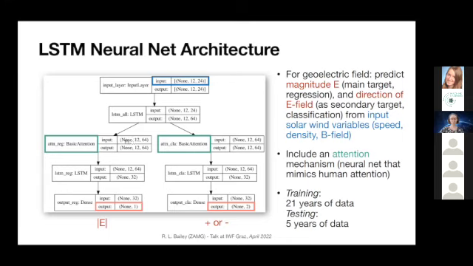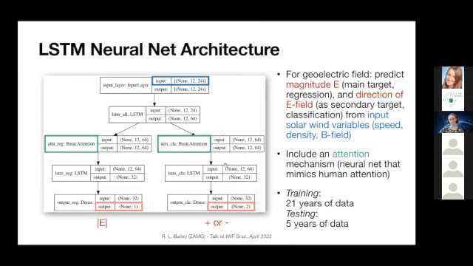So in each of those, it goes through an attention layer, which is a neural net that is made to mimic human attention, in that it takes what it sees as interesting and it discards the information that it finds as not useful. One side of the LSTM outputs the magnitude of the geoelectric field, because this is an easier task than the other side. This it can do to some good level.